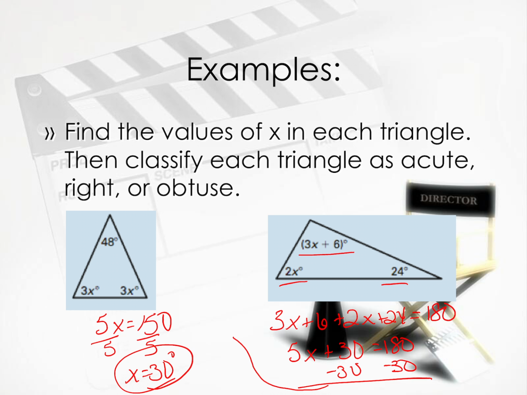So if I plug this in, that means that this angle is 60. This one's 24, and so then this one up here would be 3 times our 30, which would be 90, so this one would be 96. One angle's bigger than 90, so this one is obtuse. So you'll be asked to find your x and then also to classify it. Okay, so that's finding our angles.